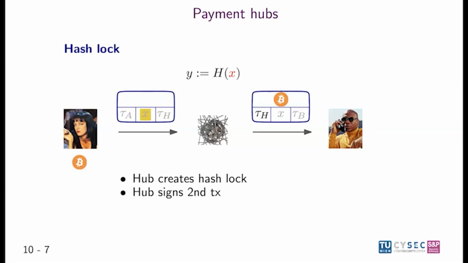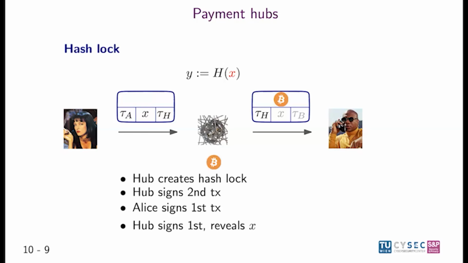So for spending this transaction, you also need to know X. Alice signs this transaction, but now either nothing happens and then there are time locks as well, so everything is reverted, which you can do in Bitcoin. But if the payment hub takes the first transaction, it needs to publish the secret value X, right? And now Alice can give the secret value to Bob, and Bob can take the second payment.